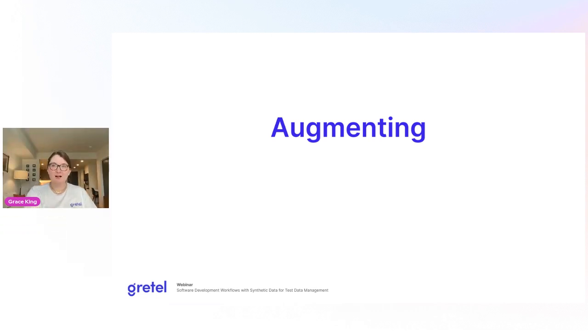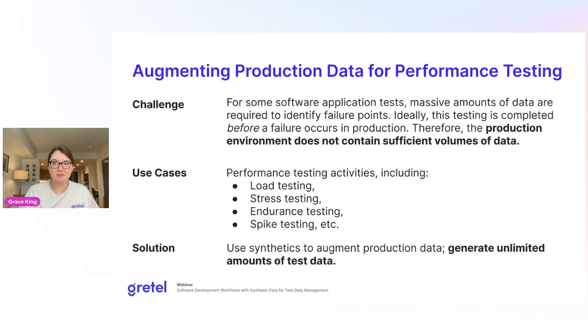Thanks, Mike. So Mike just walked us through the benefits of subsetting, and now let's discuss scaling in the opposite direction. For some software application tests, like performance testing, massive amounts of data are required to identify failure points. Now, ideally, this testing is completed before any failure occurs in production. Therefore, the production environment doesn't contain sufficient volumes of data that are needed for this testing.